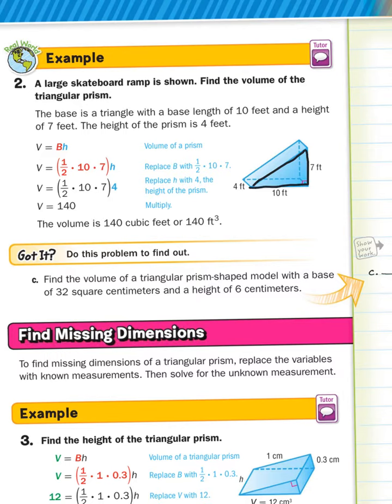All right, so they substituted half times, this is the base, is 10. This is the height, is 7. So it's half times 10 times 7. That's where those numbers come from.